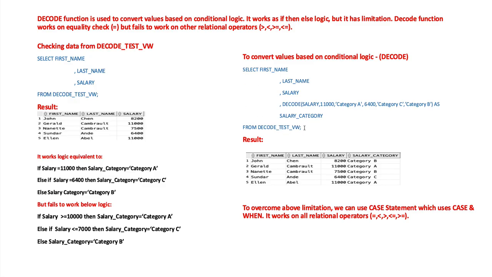When we run this code, after successful running, it displays the result as shown below. We have here 4th column where maximum salary 11,000 category A, minimum salary 6,400 category C, and other two salary are category B. That is perfectly fine. That means it works with equality check. But it fails to work on relational operator like greater than, less than, greater equal to, or less equal to. In such a condition, it fails to work.